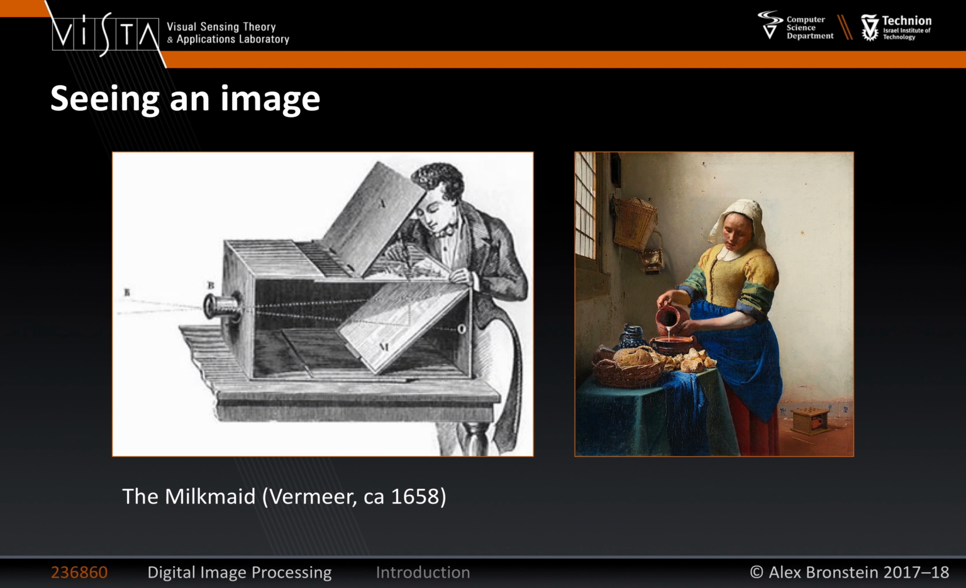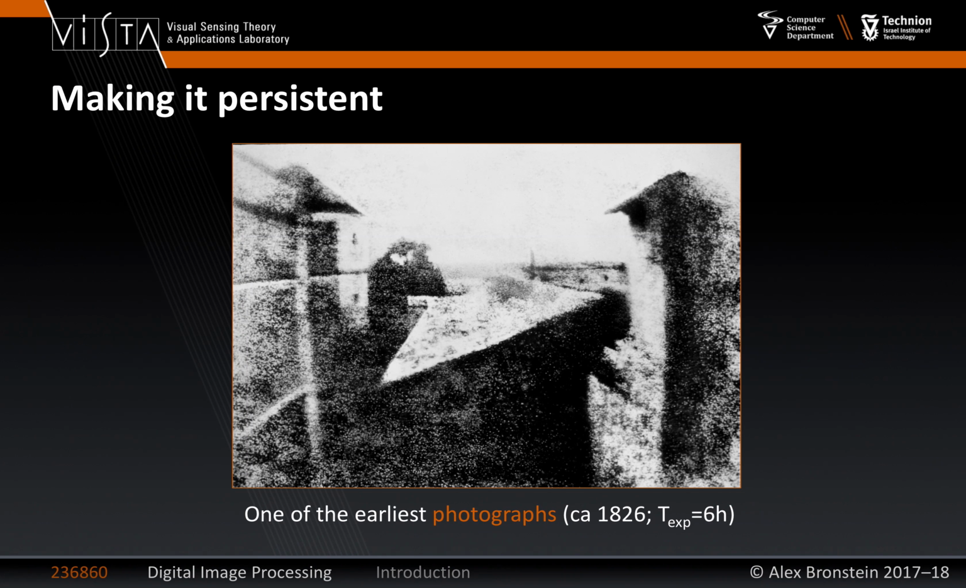But still, you need to spend hours behind this screen in order to capture the information from the world. So basically, you see an image, but it is not persistent, right? And it was probably around the 18th century that accidentally some chemicals were discovered that are photosensitive. So if you illuminate them with light, they change their properties and they for example become darker.